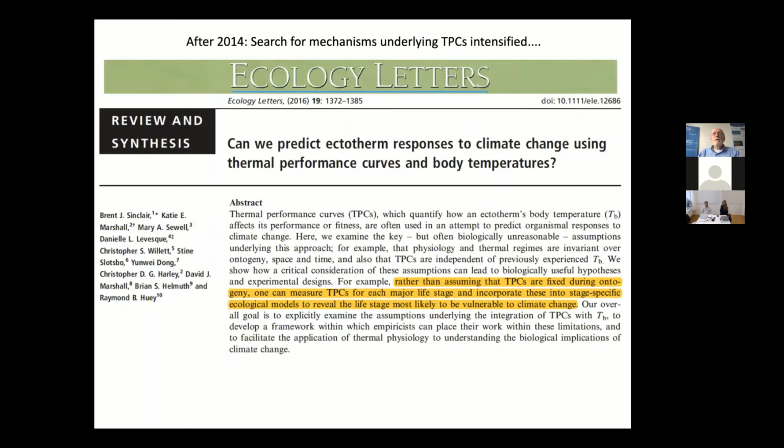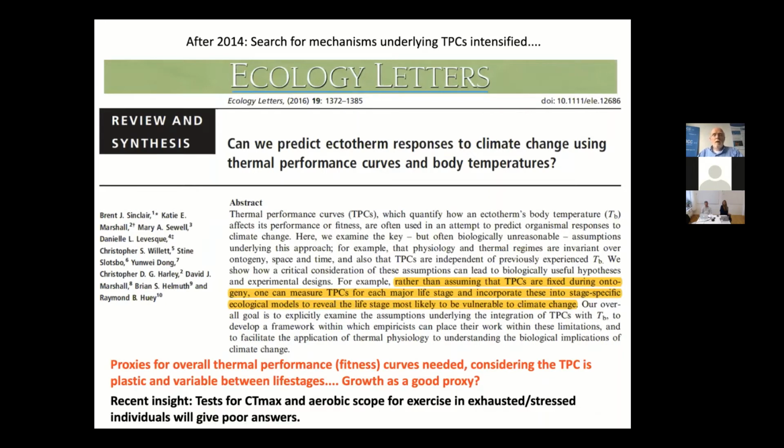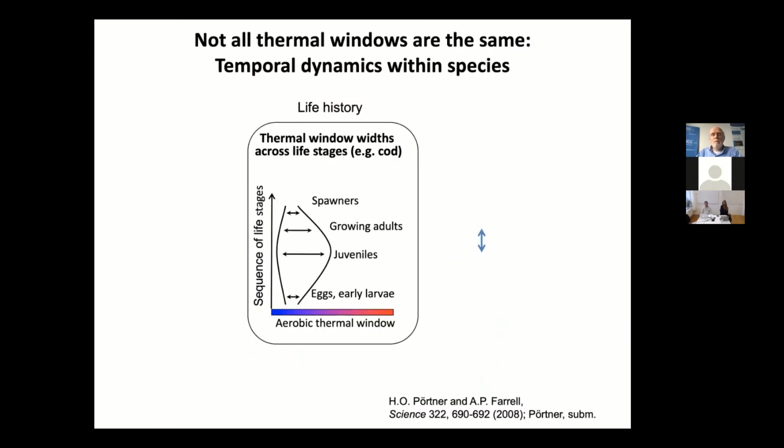And there, in the literature, there are questions being asked. Can we predict the responses using thermal performance curves and body temperatures? Do we have proxies for the thermal performance curve? I've already shown you growth, and it seems that growth is a nice integrative proxy that integrates various performance curves. Whereas other tests, for example, tests for extreme thermal limits, the lethal temperatures or CT max values, are not as useful for indicating overall performance and its thermal limitation.